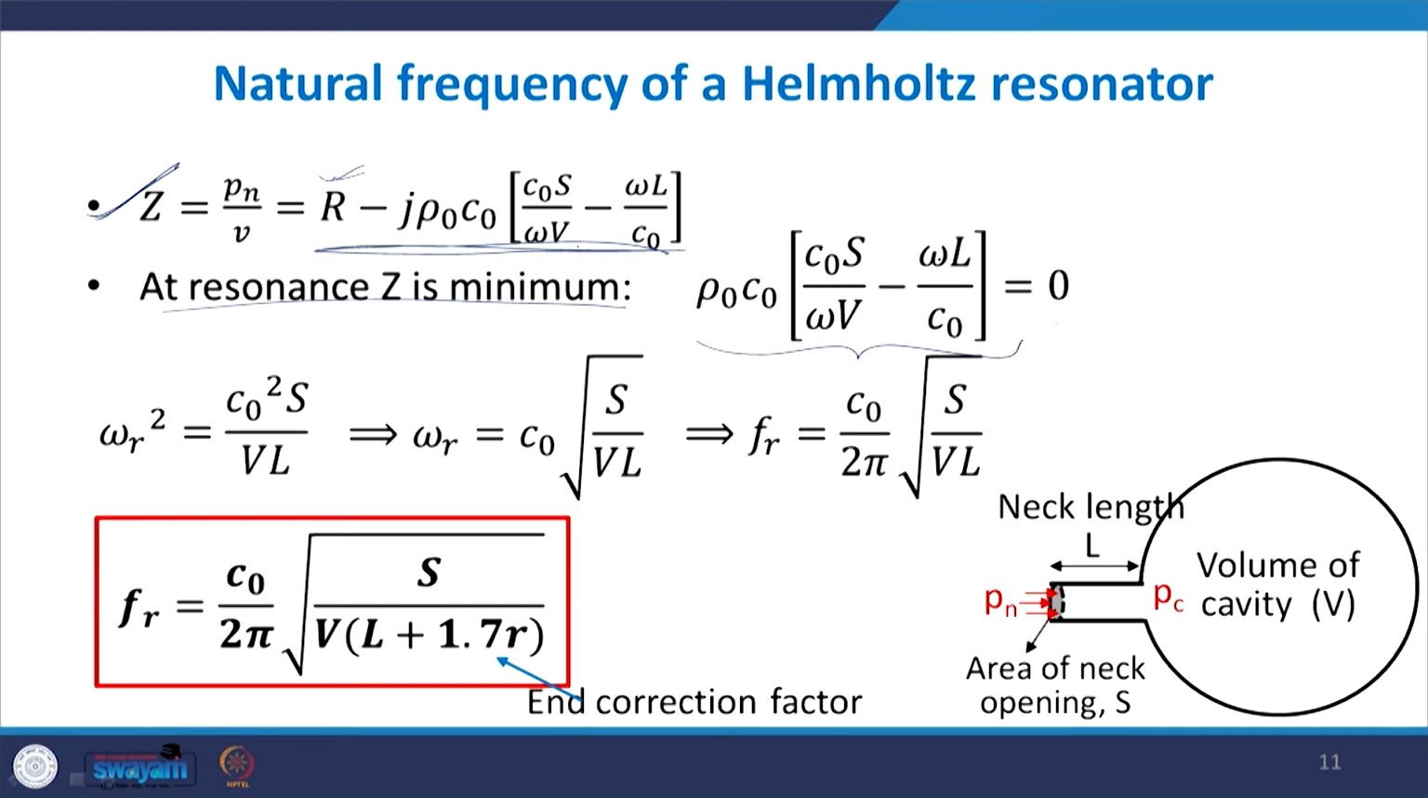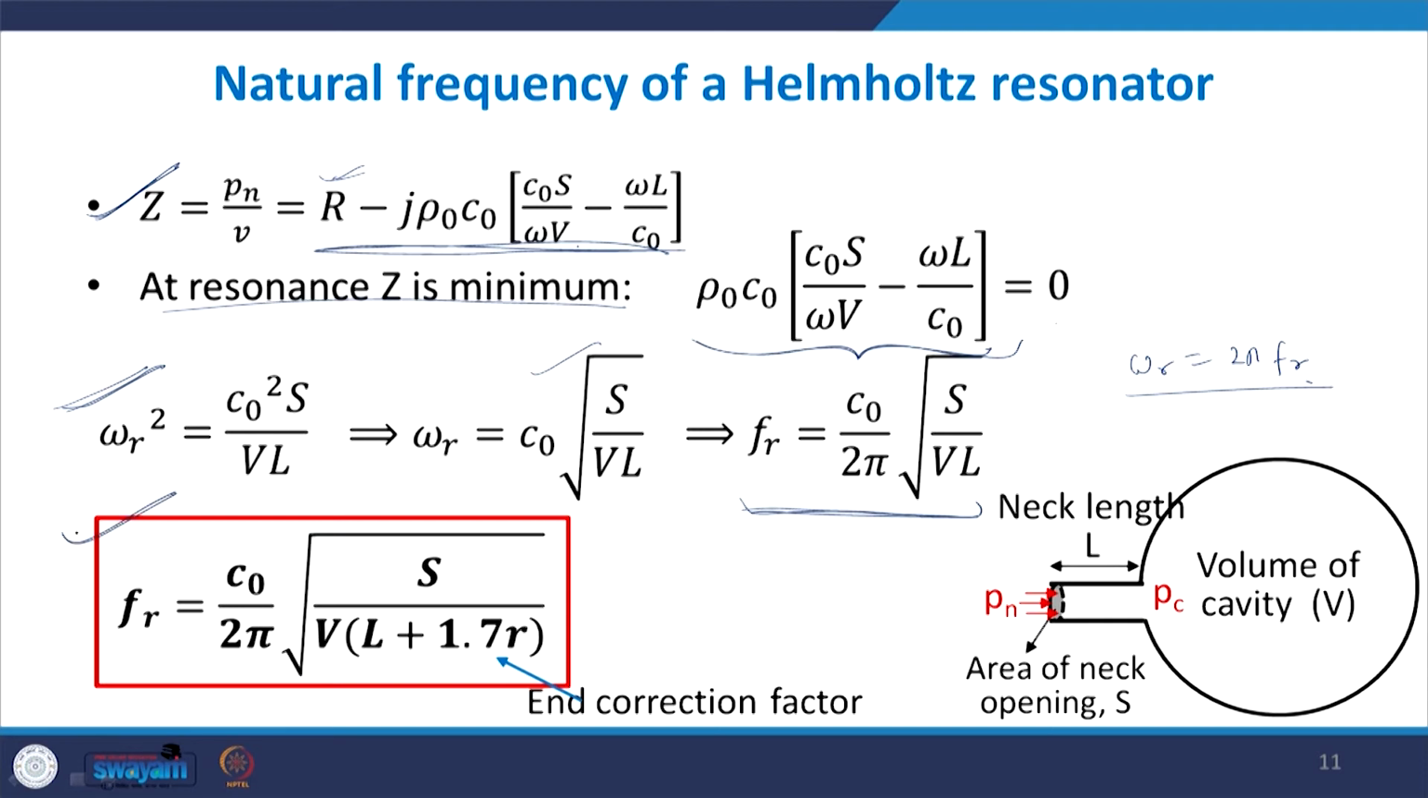So, omega square will be C naught square S divided by VL. If this expression is put as 0, then omega R square will be this expression. So, omega will become C naught under root of S by VL. The frequency omega R is twice pi of Fr. So, Fr will become C naught by 2 pi under root of S by VL. So, that is the expression we are getting.